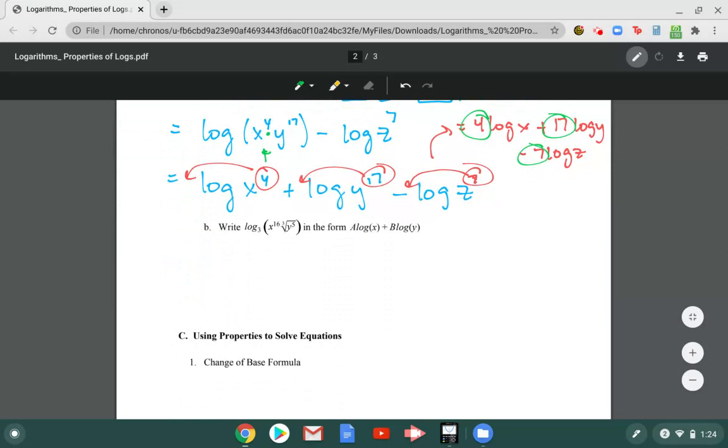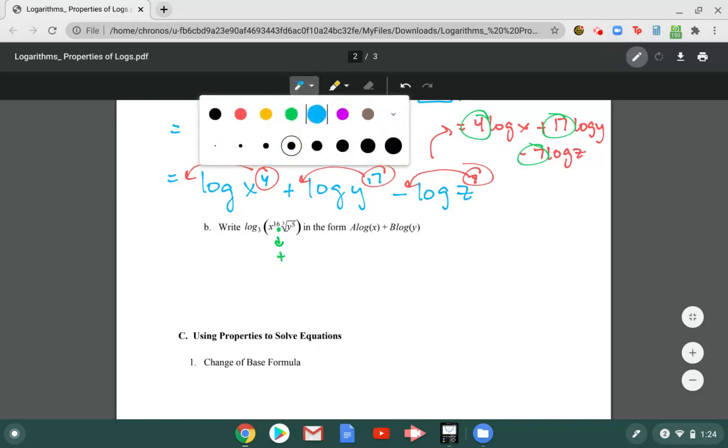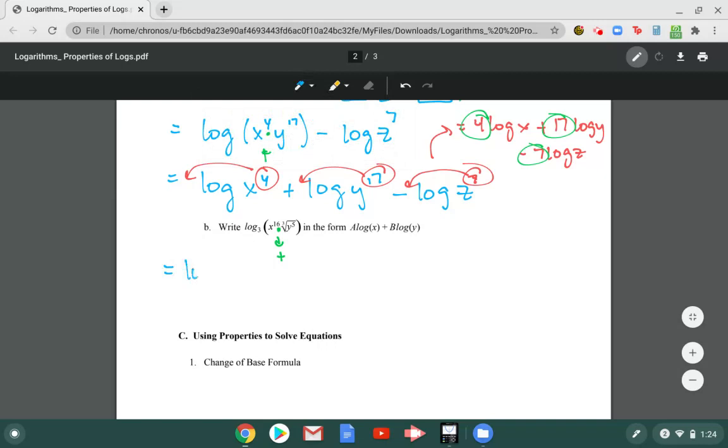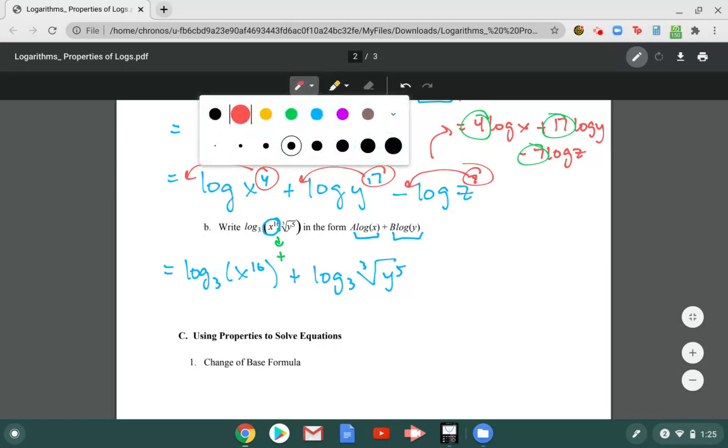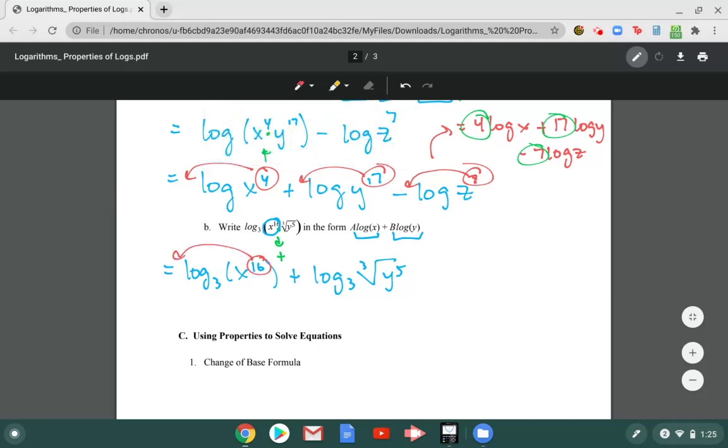In part B, there is not a quotient, but I do see a multiplication, and that's right here. So I'm going to change this into a sum of logarithms. So as I start expanding this using my properties, I get log 3, it's x to the 16th, plus log base 3 of the cube root of y to the 5th. I'm actually really close to this form, right? I want log x by itself and log y by itself. I have a 16 that I can pull out in front, and that's going to simplify the first logarithm as far as I can go.